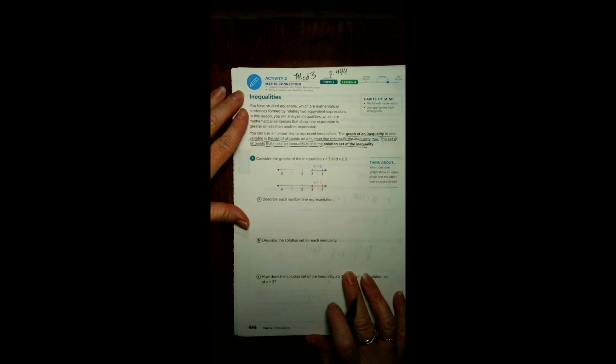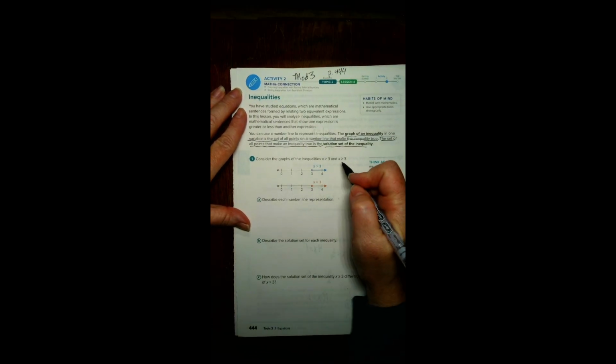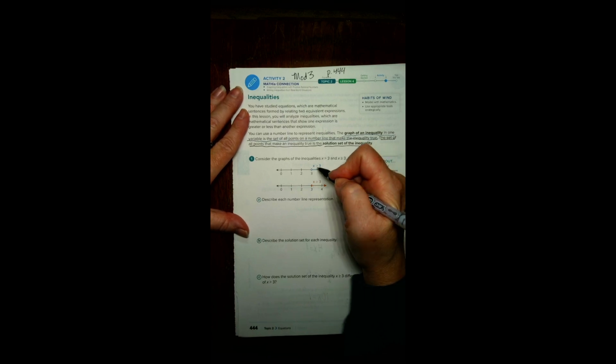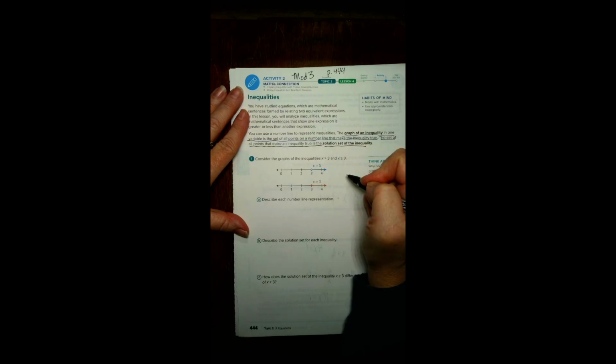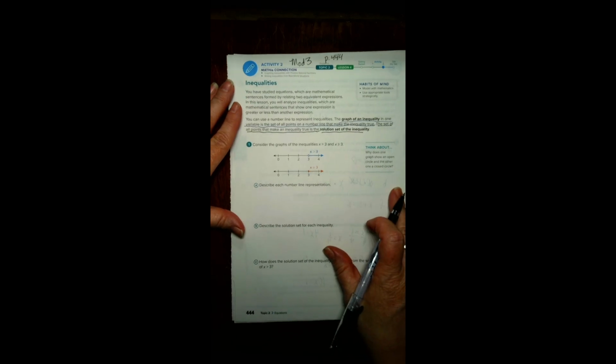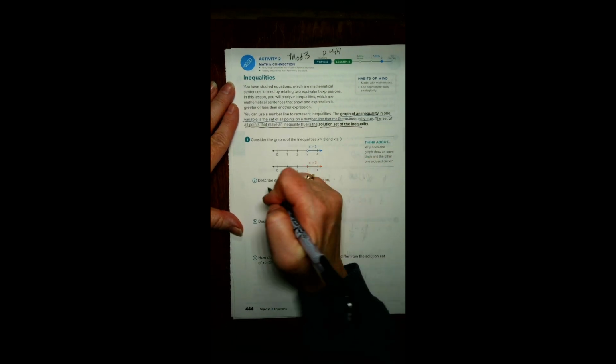It says, consider the graphs of the inequalities. X is greater than 3, and this is x is greater than or equal to 3. Describe each line representation. It looks like here we have an open circle and an arrow pointing to the right. Here the circle is filled in and pointing to the right. Why does one graph show an open circle and the other one show a closed one?